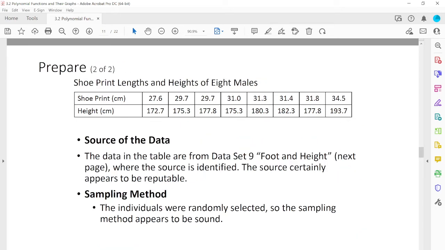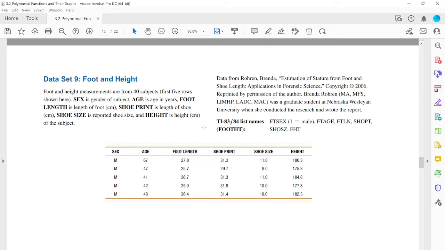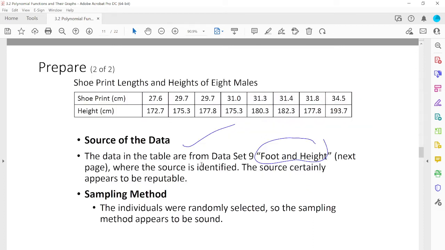But while in the preparation phase, we also have to make sure that the source of the data is reliable. This data is from Data Set 9, which is foot and height data, which I have mentioned here on the next page. This is the source of the data, and this source looks reliable. And what sampling method are they using here? The individuals were randomly selected, so the sampling method appears to be sound. So this comes in the preparation phase. We have to make sure that the source is valid and the sampling method is random.